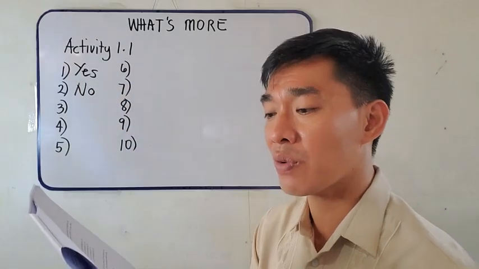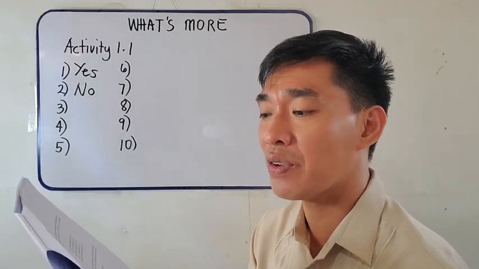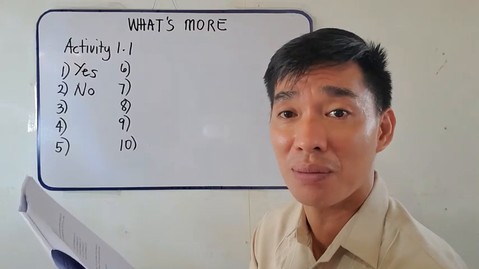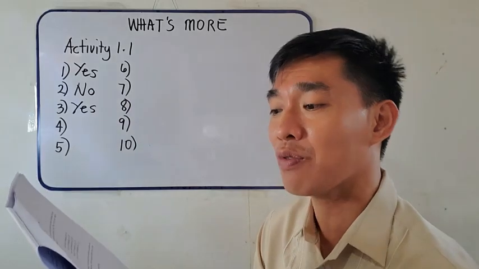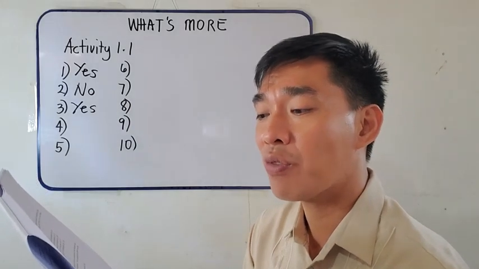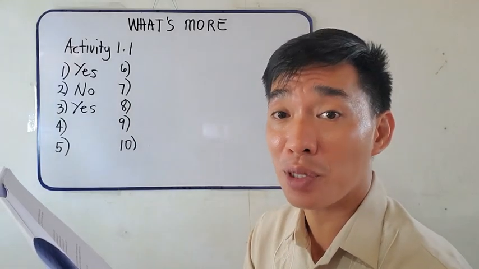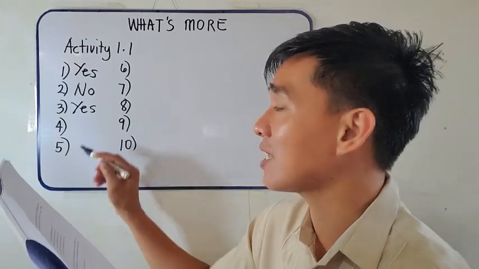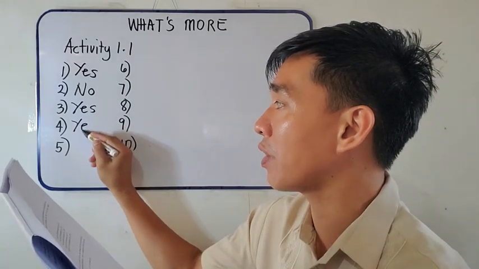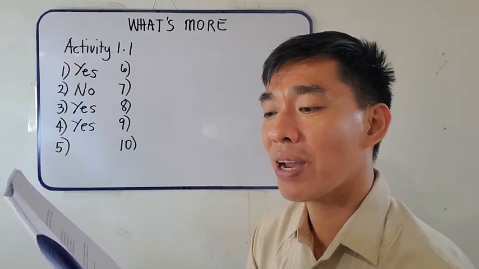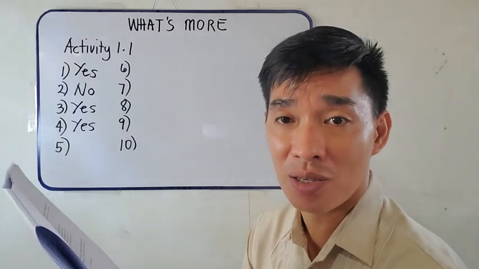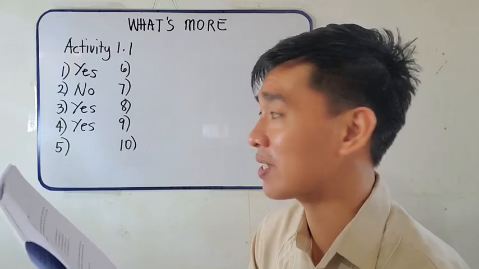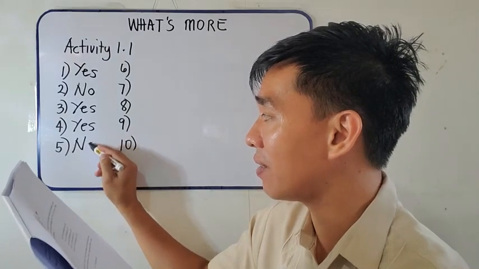How about number 3? Is 124 divisible by 2? The correct answer is yes, because the last digit is 4. Is 405 divisible by 5? Absolutely yes, because the last digit is 5. So number 4, the correct answer is yes. Let's try number 5. Is 567 divisible by 2? No, because the last digit is 7.